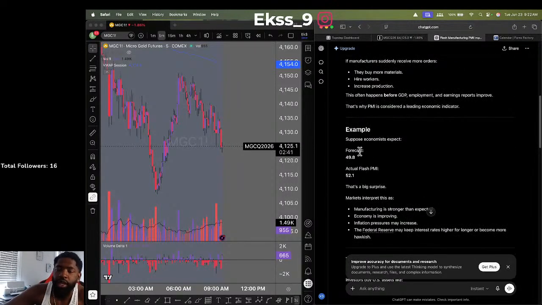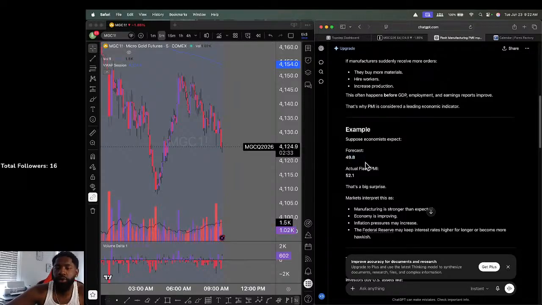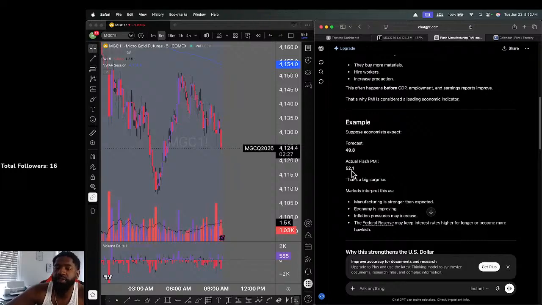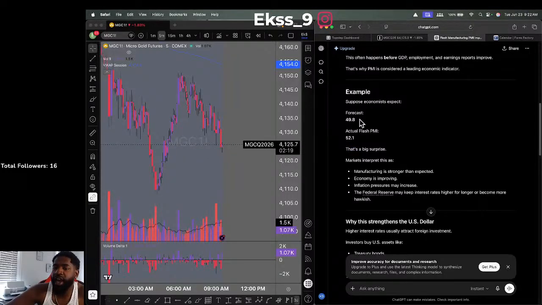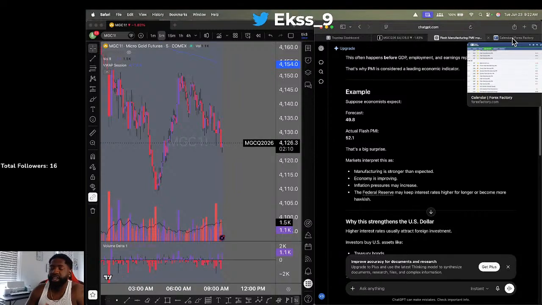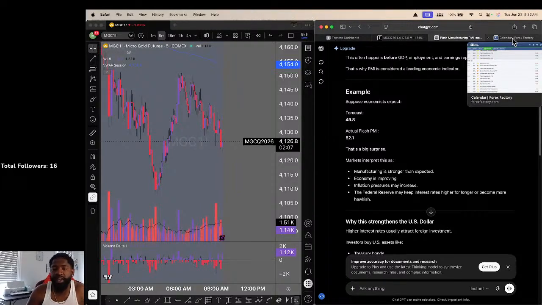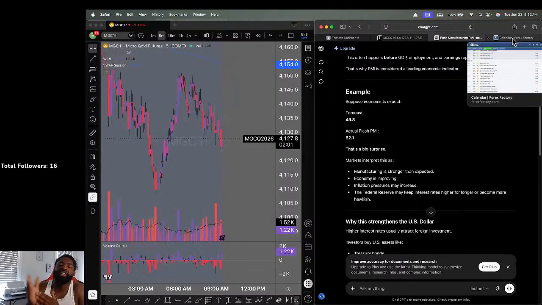So it says, for example, if the number of this report is projected to be 49.8, but then the actual number is 52.1, ChatGPT is saying that it's considered a big surprise within what was forecasted and what the actual is. So like certain news comes out and that's how the market reacts. It doesn't react to the market directly. It reacts based off of what was expected and what actually happened.